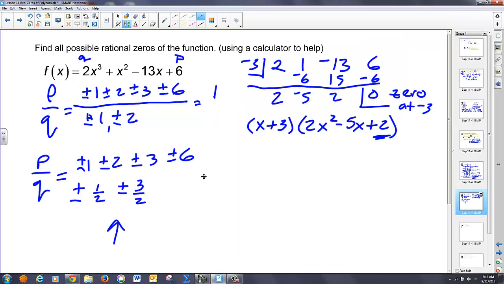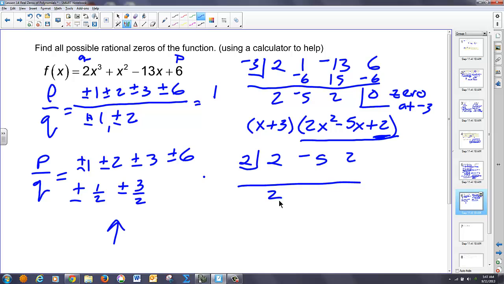So I'll go in and say, okay, well, now if I take and divide into 2x squared minus 5x plus 2, and I divide 2 into that, I've got 2, negative 5, and 2. This should also equal 0. Bring my 2 down, get a 4, negative 1, negative 2, 0. So again, I have a 0 at 2. So now if I look at my factoring, notice what I have left. I have x plus 3.